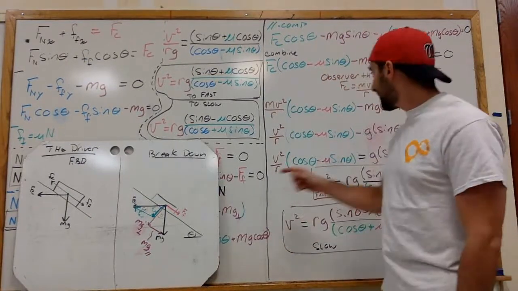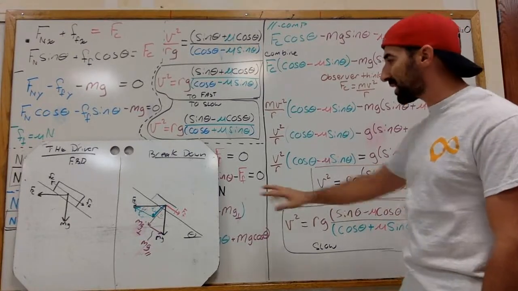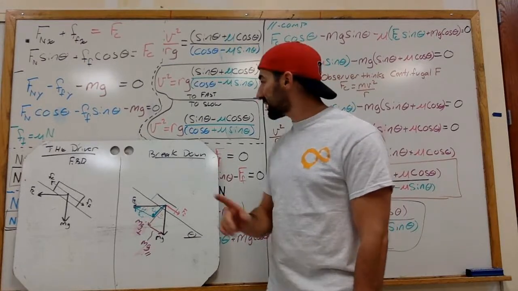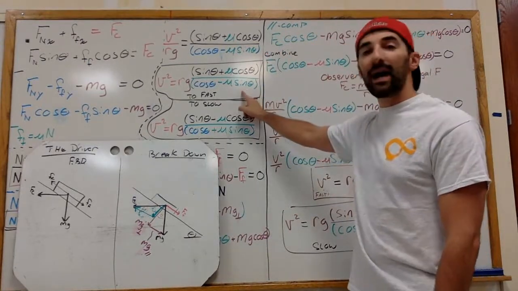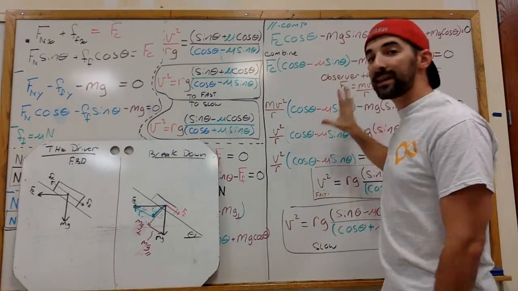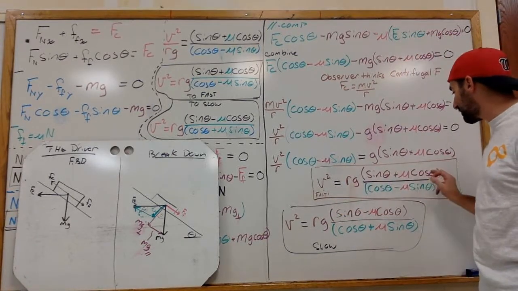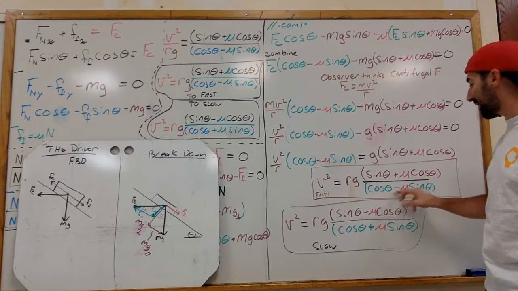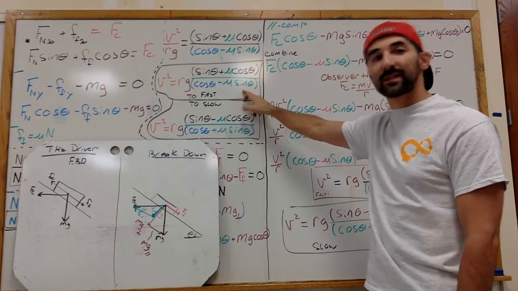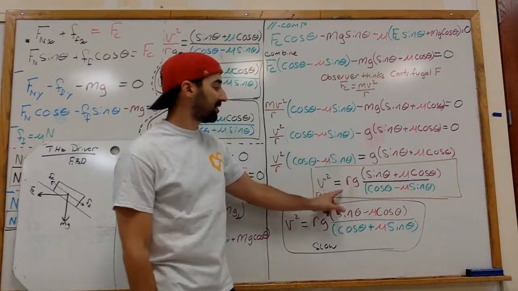Physics is physics. If I believe that centrifugal force is real, and I can break things down correctly into the components, it gets more complicated. But it doesn't mean it doesn't work. Anything that I observe, I'm observing a force, I should be able to calculate that force. And that's the purpose of this exercise. V squared equals rg, sine theta plus mu cosine theta over cosine theta minus mu sine theta. Has to be the same. Centripetal acceleration or the observation of centrifugal force.